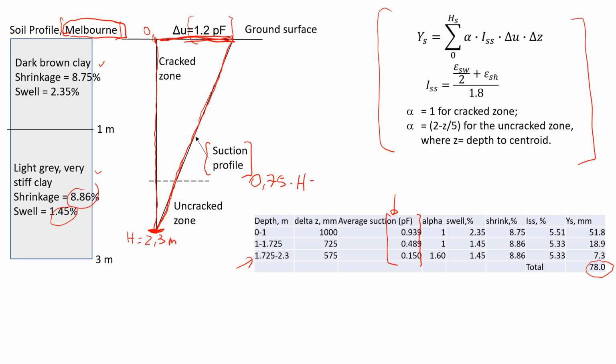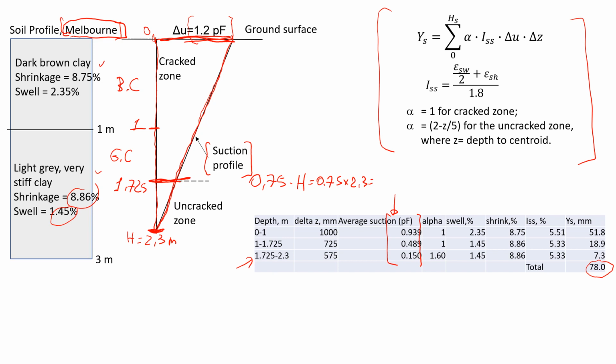Then in this case, the boundary between cracked and uncracked zone will be 0.75 times 2.3, and that will give us, I'm going to write it here, 1.725 meters. So this is the boundary. Now what we can also say is this will be 1 meter, so that will be this brown clay, and the rest will be this, I call it gray clay, from 1 meter to 2.3 meters.